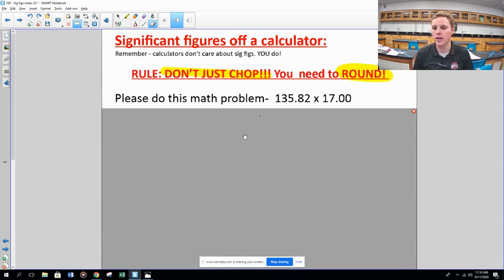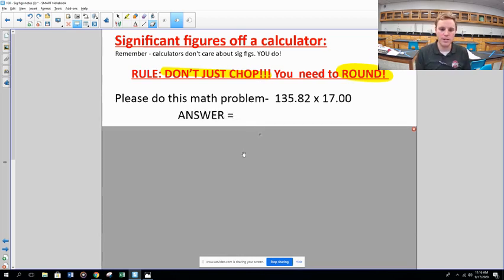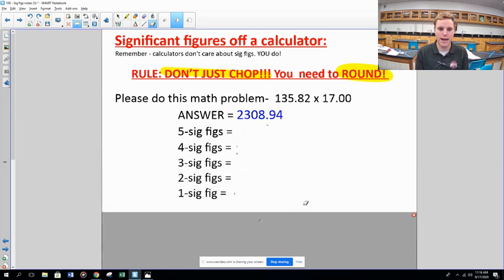135.82 times 17.00. If you plug that into your calculator, it will tell you 2,308.94. Now we need to talk about how you would round that value. Notice that we start with 6 SigFigs from the calculator. But let's say you're only allowed to keep 5 SigFigs based on what you know about your measurements. Well then you'd keep the 2, the 3, the 0, the 8, the 0.9, and you need to round after that. So the 9 is your 5th significant figure. You need to round after that. Well, 4 rounds down, so this will just end up as 2,308.9.